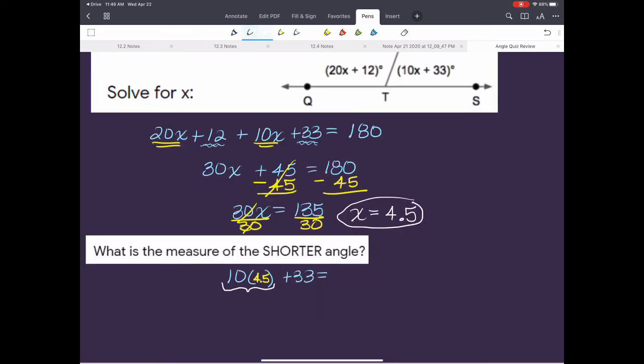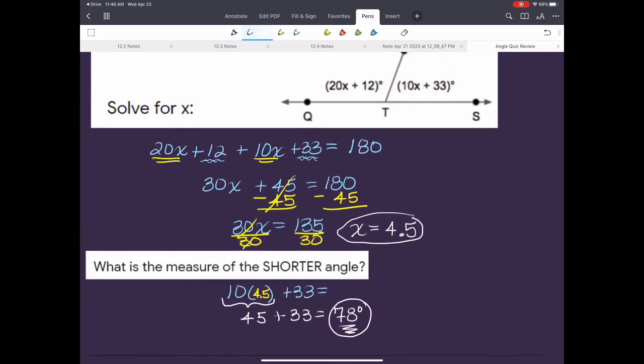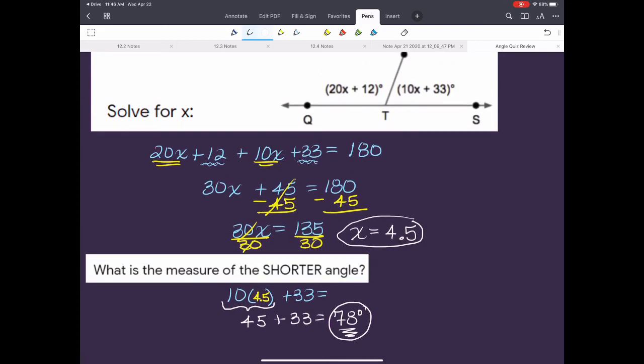All right, 10 times 4.5 is 45, and now it's 45 plus 33. And 45 plus 33 is 78 degrees. So the shorter angle was 78. The other angle is going to be, what is that, 102, right? Because 102 plus 78 equals 180.